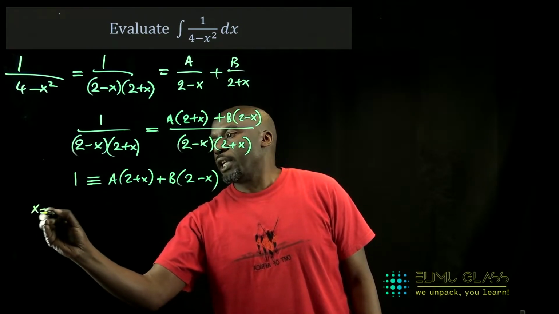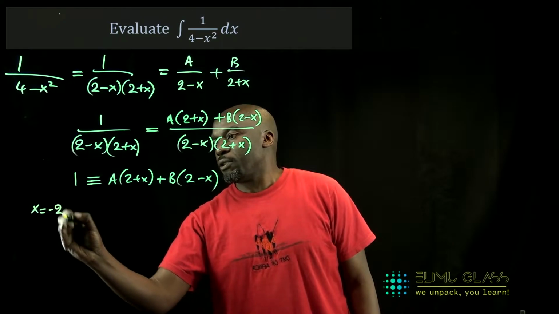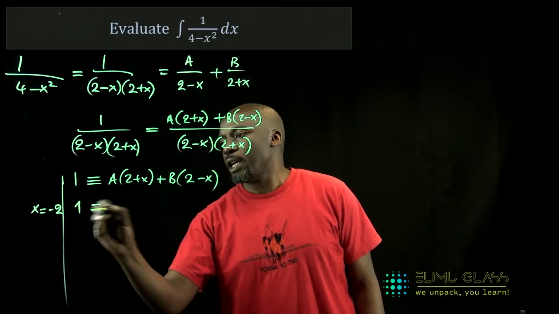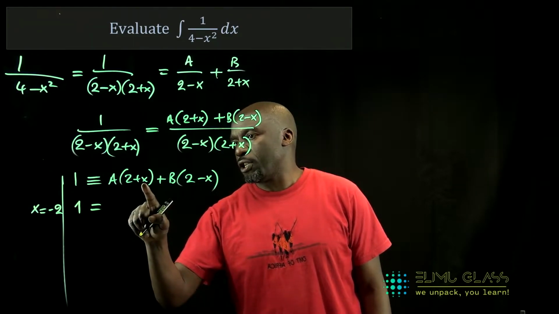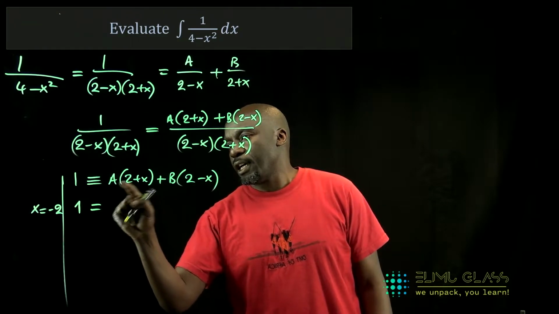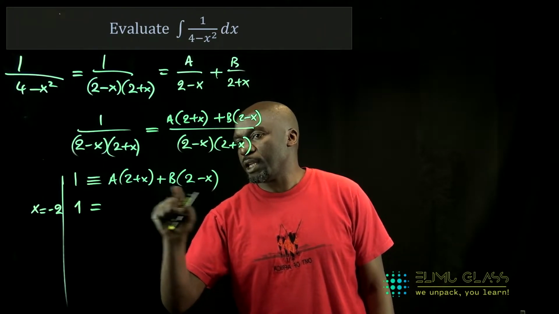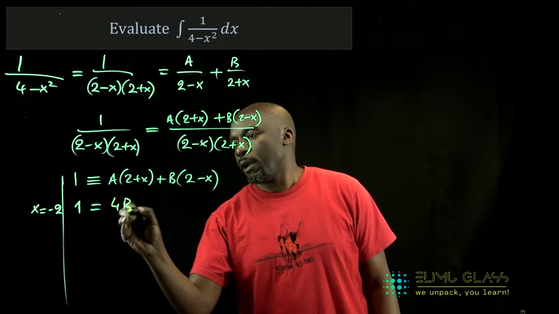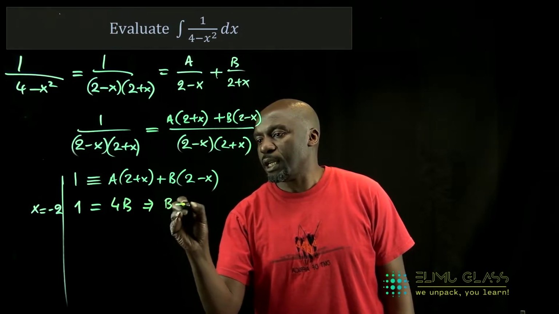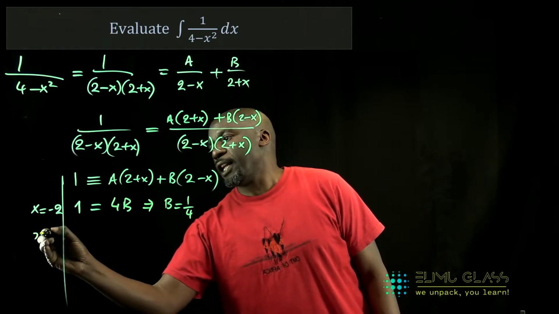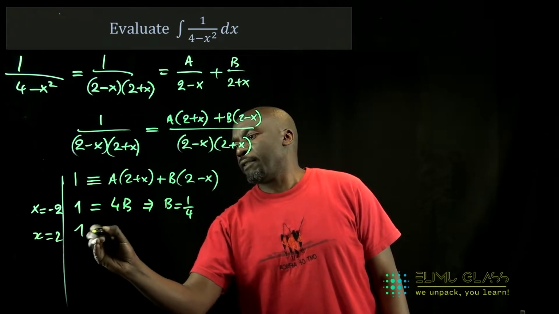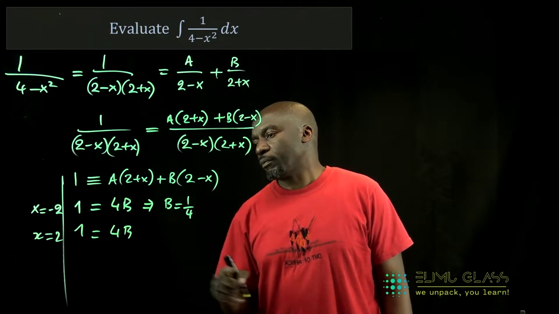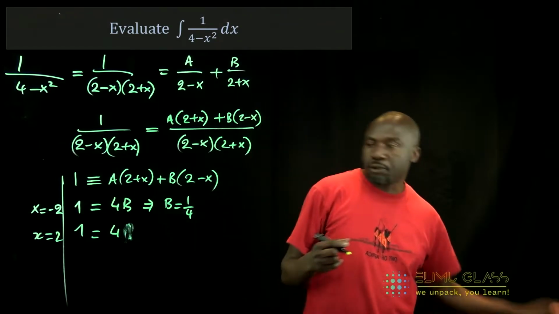So if we let x be minus 2, right? If we let x be minus 2, the left-hand side of this expression remains 1, but on the right-hand side, that makes a disappear because 2 minus 2 disappears. But b is now b into 2 minus minus 2, which is 4b, which tells me that b is actually 1 over 4. Similarly, if we let x be positive 2, then the left-hand side becomes equal to 4a. If you check that out, you can see b disappears.